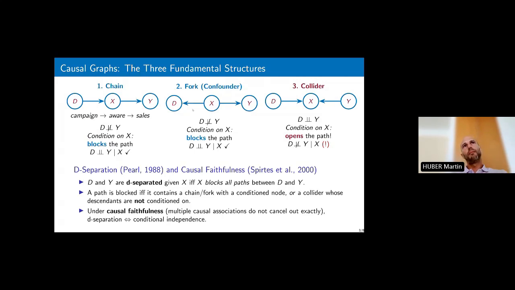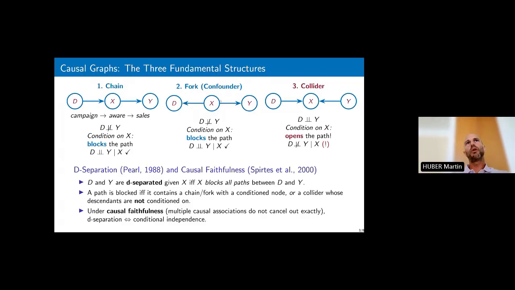As a second example, you could also have that actually the campaign does not have an effect on sales at all, but it could be that the awareness has an effect on sales, and the awareness also has an effect on whether someone is exposed to the marketing campaign or not, right?